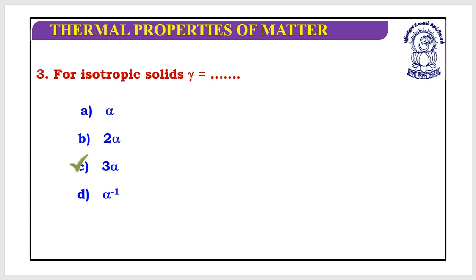Now, next, for isotropic solids, this gamma is equal to 3 alpha. We have this relation: alpha divided by 1 is equal to beta divided by 2 is equal to gamma divided by 3. From this, all the relations can be derived.